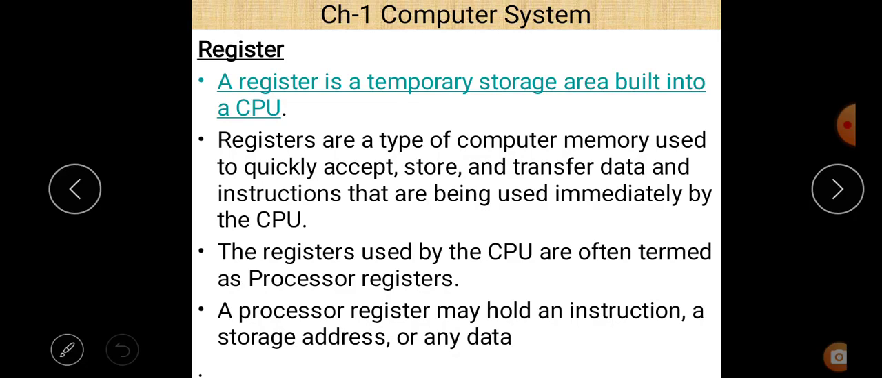Next, what is a register? A register is basically a temporary storage area built into a CPU. So it is a temporary memory, or we can say volatile memory. Registers are a type of computer memory used to quickly accept, store, and transfer data and instructions that are being used immediately by the CPU. The registers used by the CPU are often termed processor registers. A processor register may hold an instruction, a storage address, or any data.